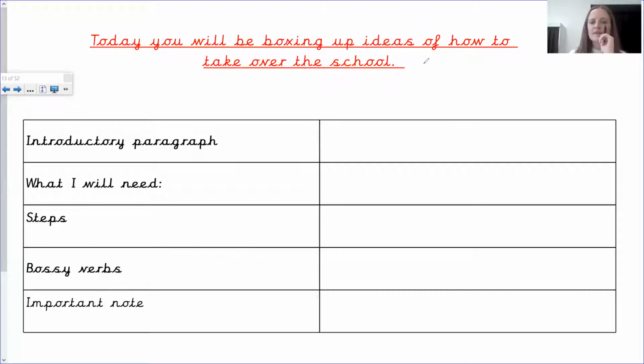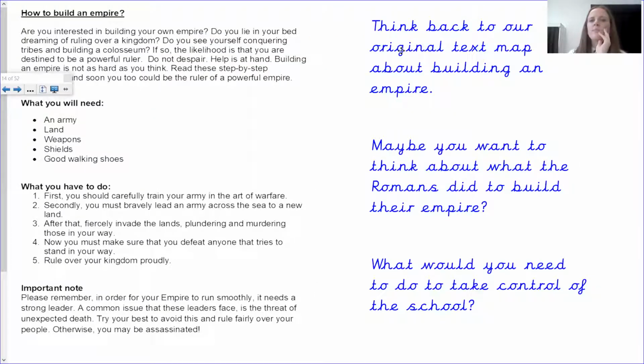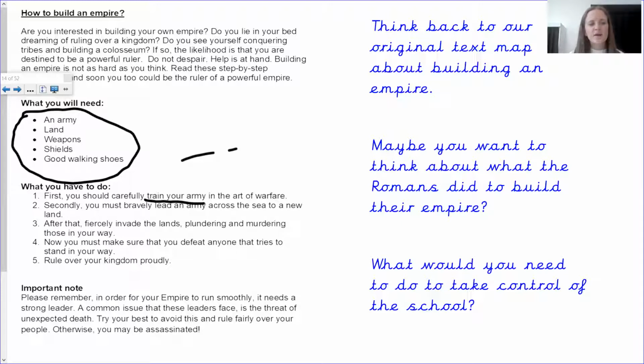So the first thing I want you to think about is the following. Think back to our original text map about building an empire. Think about what they needed. So the things that they needed to build the empire, they needed these. What steps did they need to do? They needed to train their army. They needed to lead the army across to new lands. They needed to invade the lands and steal all the things from there. And then they defeated anyone that stood in their way. And then they ruled over the kingdom proudly. Those were the steps that they had to do.